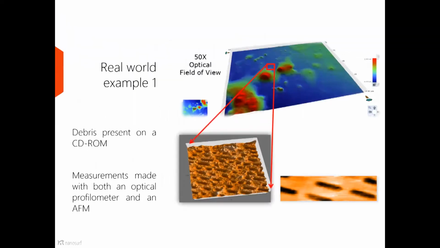So I'd next like to pivot and talk a little bit about some real world examples. In this example, we can actually see an AFM and an optical profiler image of the same surface. This is a CD-ROM with debris on top. And this really highlights the difference between the two techniques. The optical profiler gives you a large area scan of the topography of the material, and the AFM can then zoom in past that debris and look at things like the pits and bits of the CD-ROM itself.